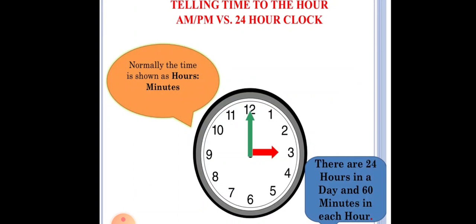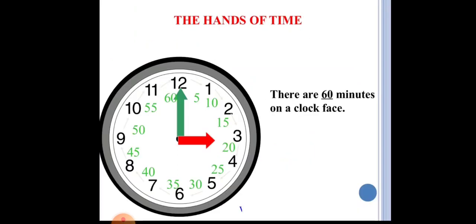Normally, the time is shown in hours and minutes, right? We show time by hours and minutes. There are 24 hours in a day and 60 minutes in each hour. On a clock, there are two hands. One is the minute hand and the other is the hour hand, and every hour has 60 minutes.